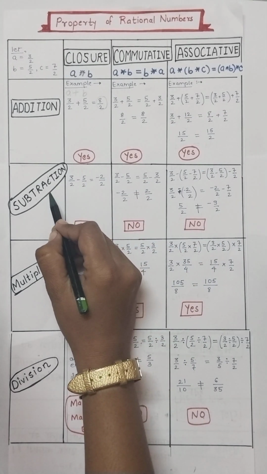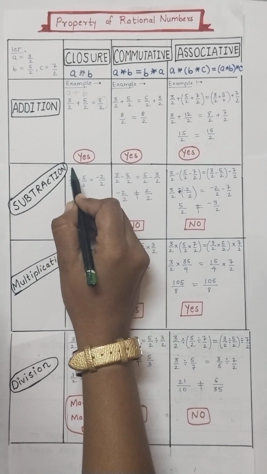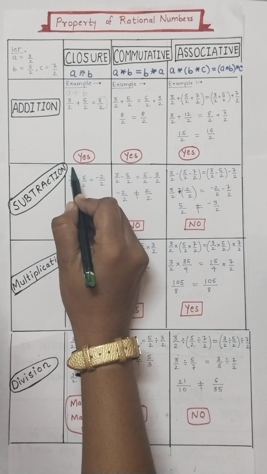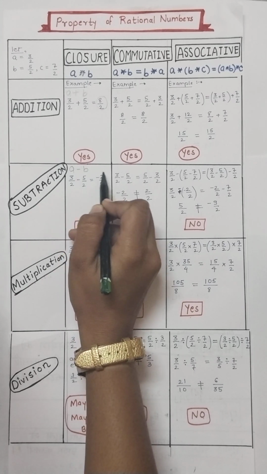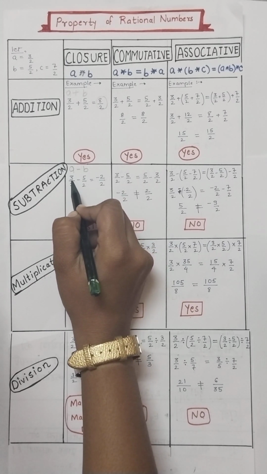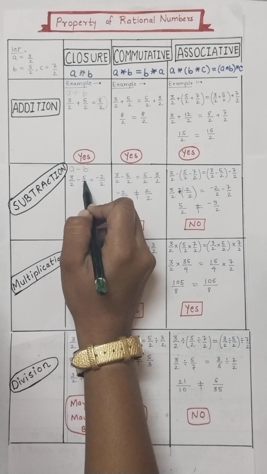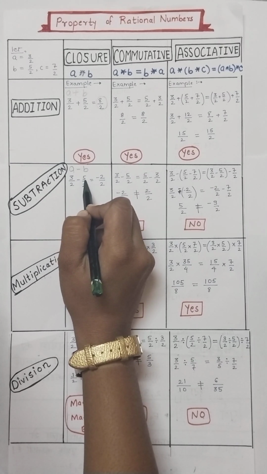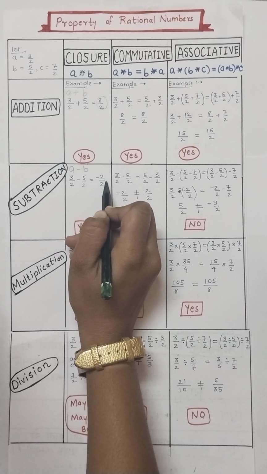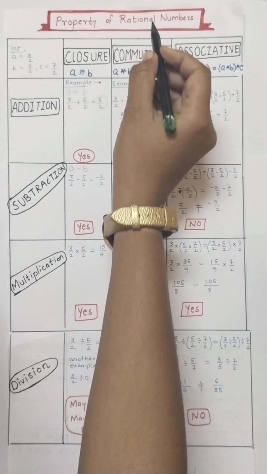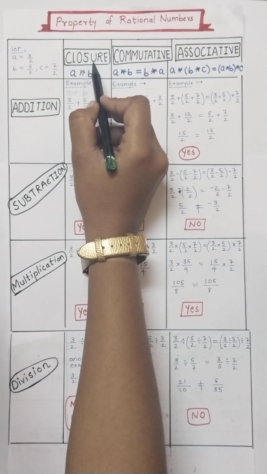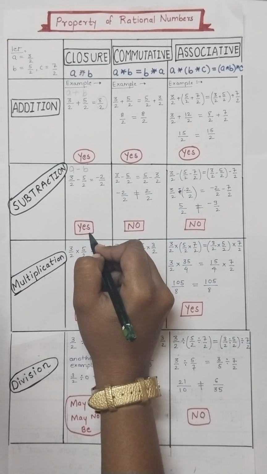Next we will see for subtraction. Here when we subtract two rational numbers, that is a minus b, the answer is also a rational number. Here a is 3 by 2 and the value of b is 5 by 2. When we subtract both these numbers, we get minus 2 by 2, which is also a rational number. Yes, rational numbers also follow closure property for subtraction.